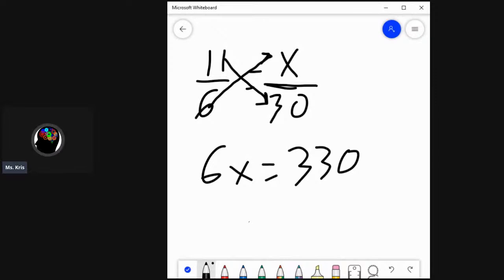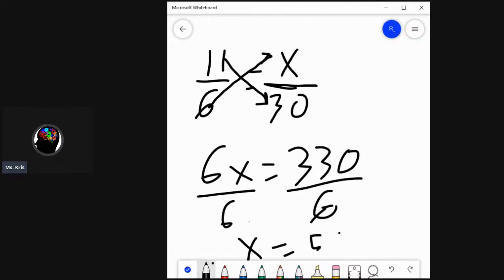Now, once I have these by themselves, then I will divide by 6 on both sides, just like we always do when it comes to single step equation solving. And 330 divided by 6 is 55. So that means x equals 55. So my proportion for this would be 11 over 6 should equal 55 over 30.